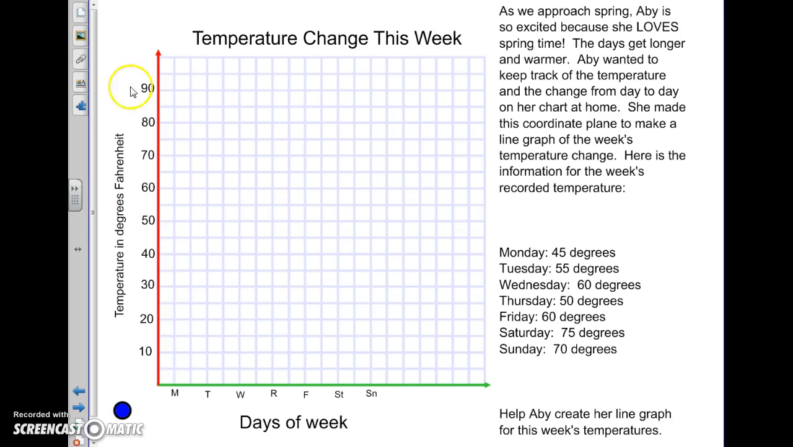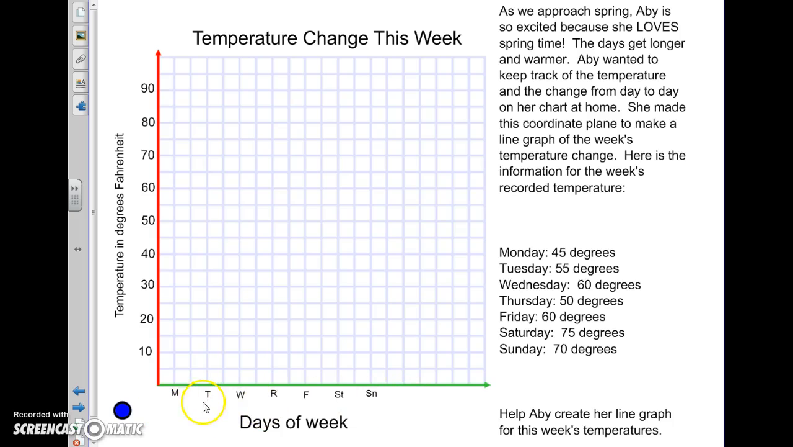And then on the y-axis, going up, is temperature in degrees Fahrenheit. So you can see that every 2 lines up is 10 degrees. So we start at the point of origin, 0, 0, go up 10. So obviously each one in between is a multiple of 5. So we got 5, 10, 15, 20, and so on all the way up to 90 here marked.